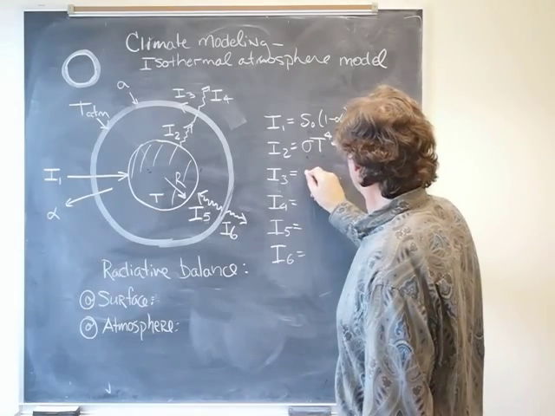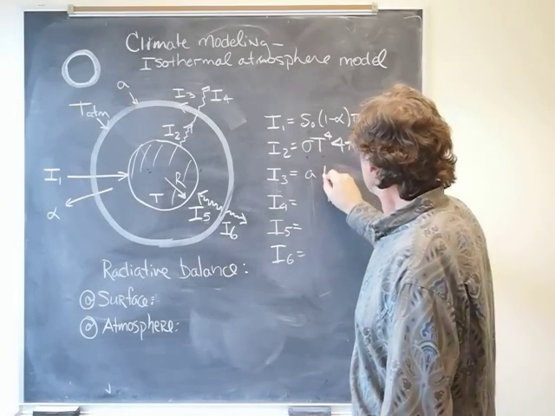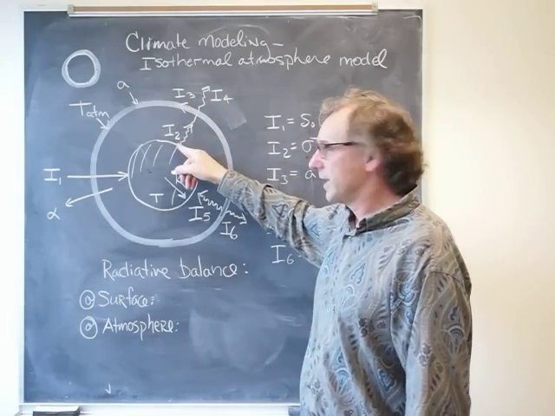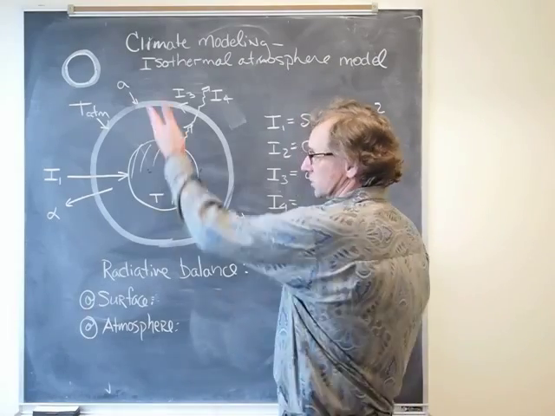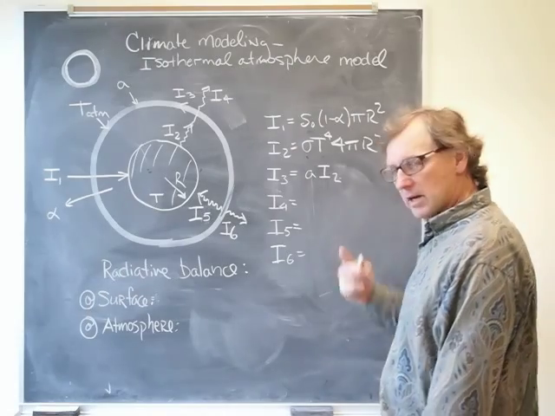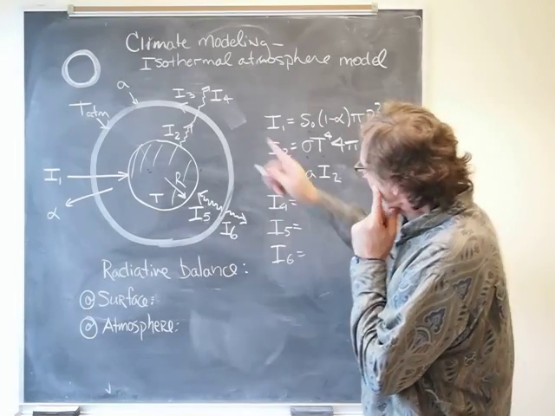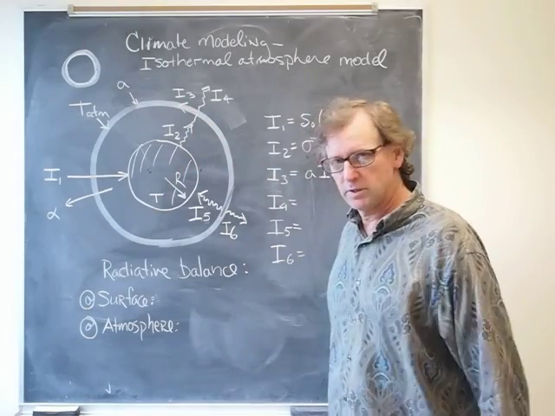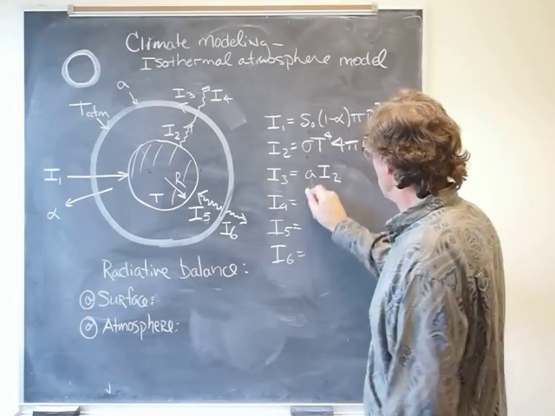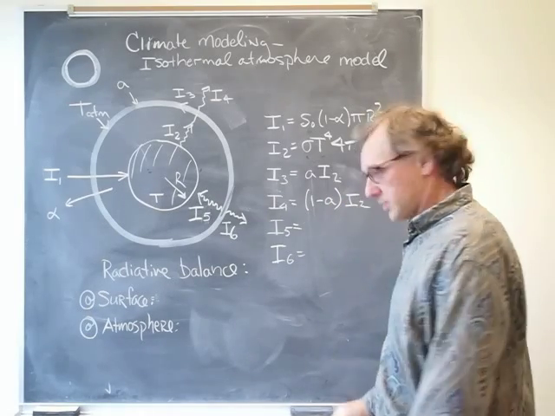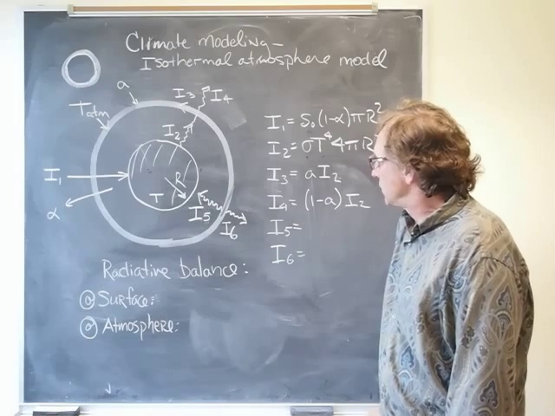So this part should be straightforward enough. It's A times I2, right? I3 is the fraction of I2 that gets absorbed, which is governed by the absorptivity. And how about I4? Well, I4 is the part of I2 that didn't get absorbed by the atmosphere, so that's got to be 1 minus A times I2, okay? Good.